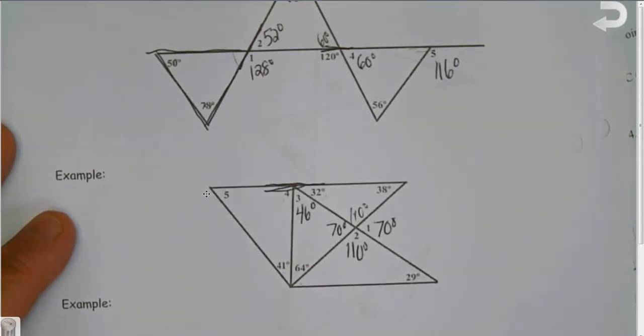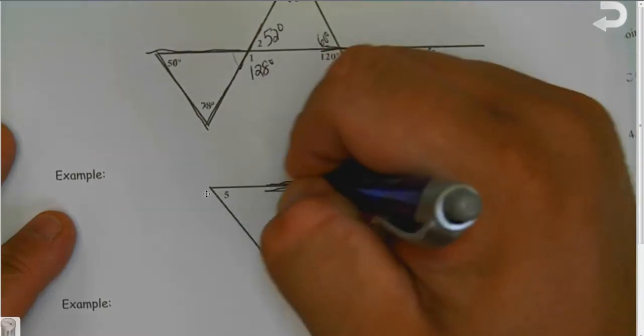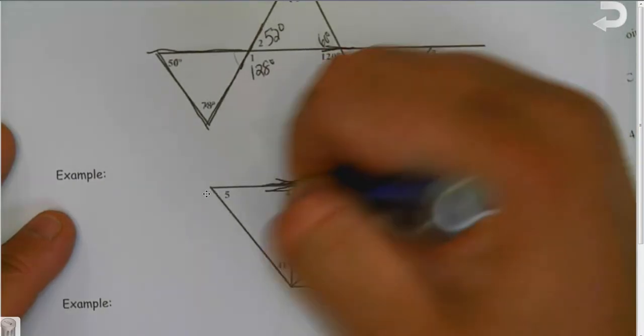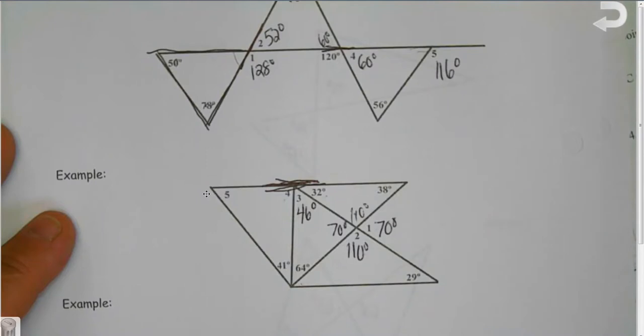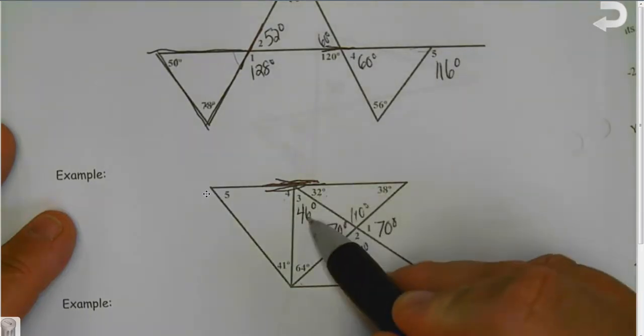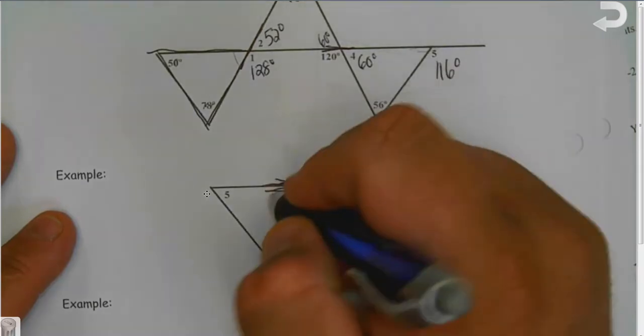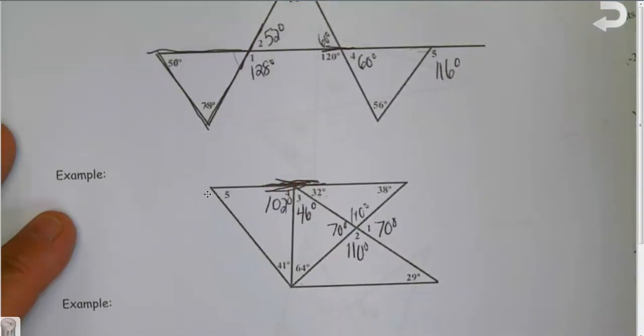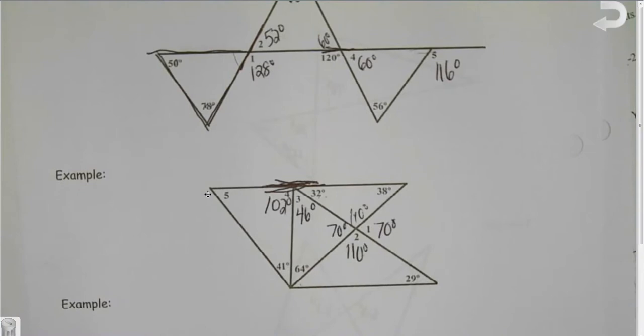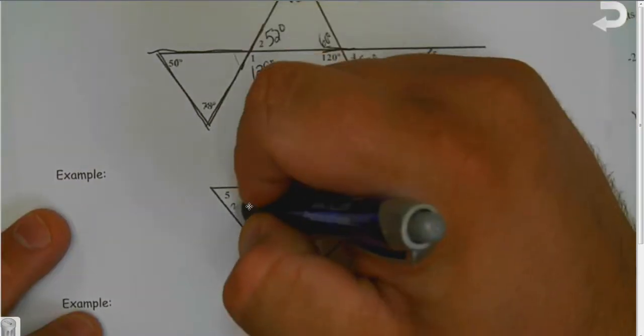Now, in order to find angle 4, like I talked about before you paused it, you have to remember that this is a straight line. And so since this is a straight line, I'm going to take 32 plus 46 and subtract it from 180. And I end up with 102. Now to find angle 5, I do 102 plus 41, subtract that from 180, and I get 37.